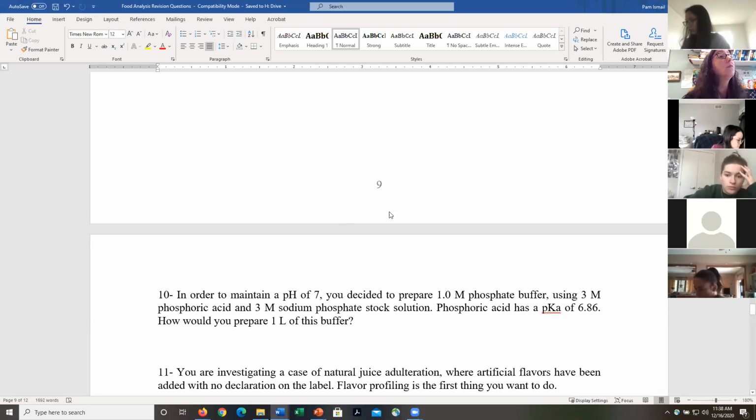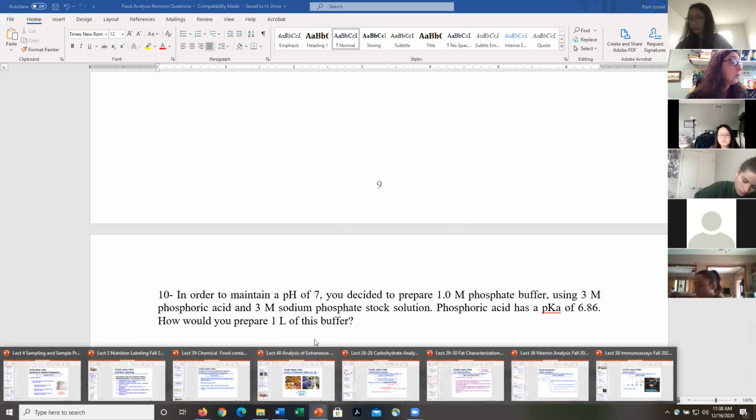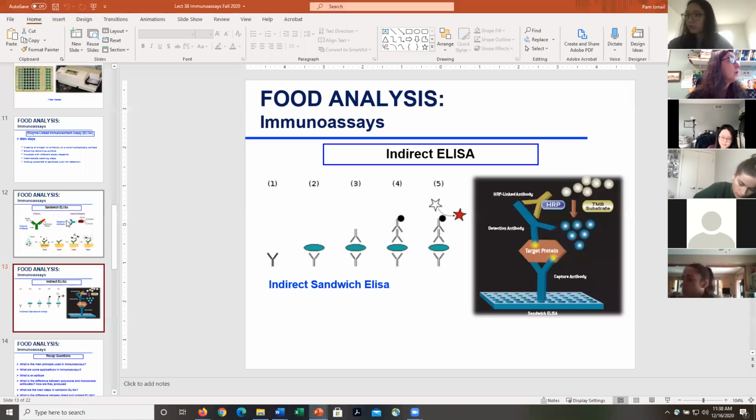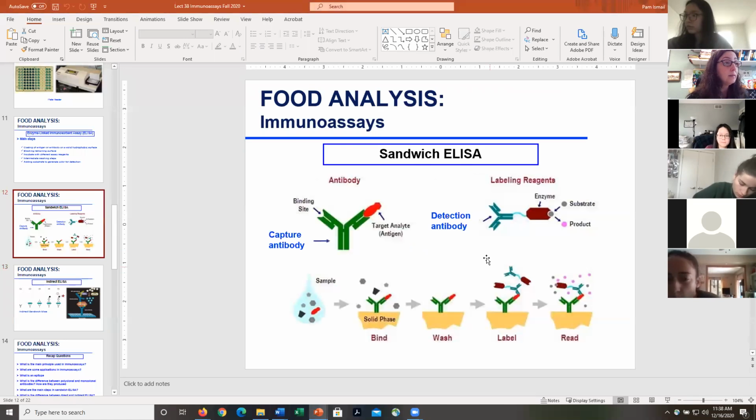Could you go over the difference between sandwich ELISA and indirect ELISA? Yes. Let's go to this slide. So in sandwich ELISA, basically you have a capture antibody and a detection antibody. The detection antibody is labeled with the enzyme. And it's simple, you just sandwich your antigen and the enzyme reacts with the substrate, giving you a product. And the higher the absorption, the higher the antigen in your sample.